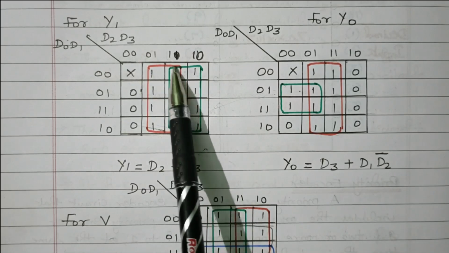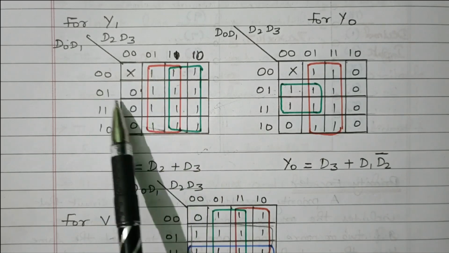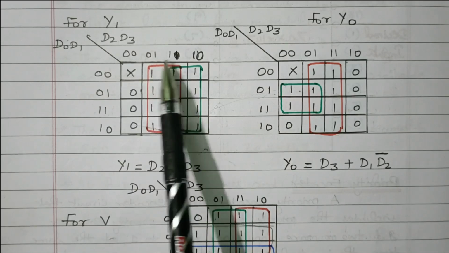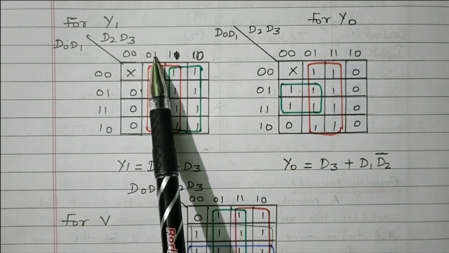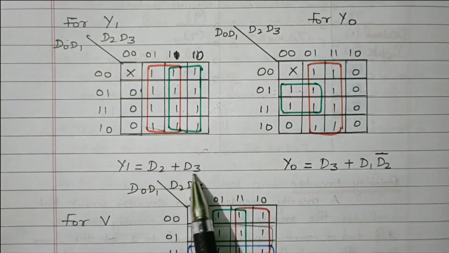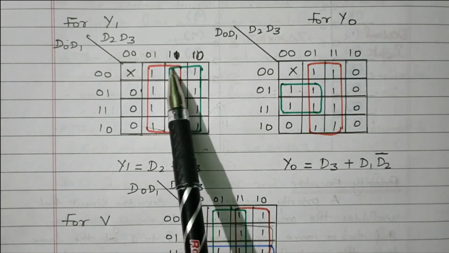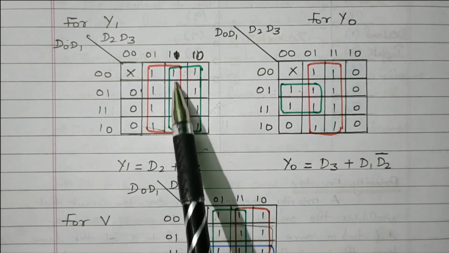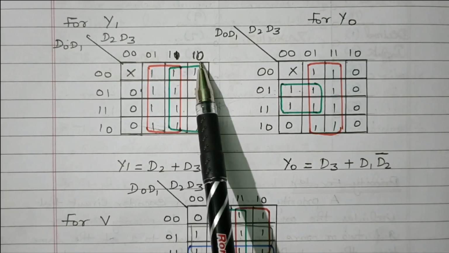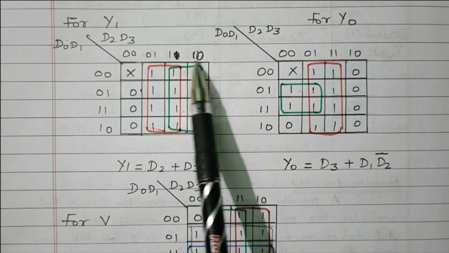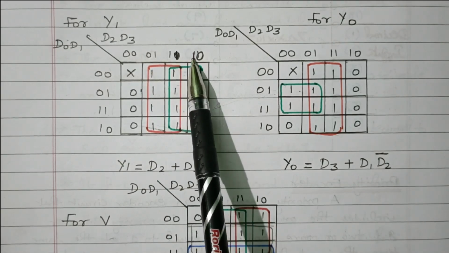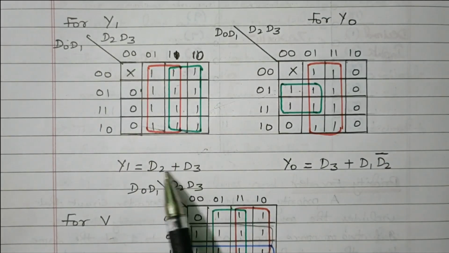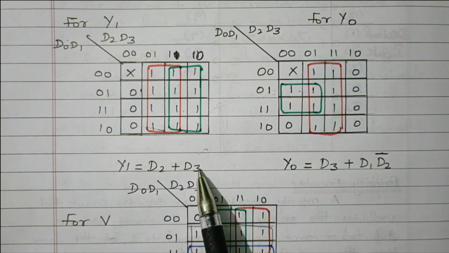Right. While grouping all these 8 cells, these corresponding inputs are cancelled. Only we have to refer 0, 1 and 1, 1. This 0 and 1 will be cancelled. Only 1 is there. 1 means D3. We'll get D3. While combining these 8 cells, the corresponding rows will be cancelled. Only we have to refer to the third column and fourth column. 1, 1, 1, 0. This 1 and 0 will be cancelled. Only this will be 1. This 1 means D2. Right? So D2 plus D3 is the expression for Y1.